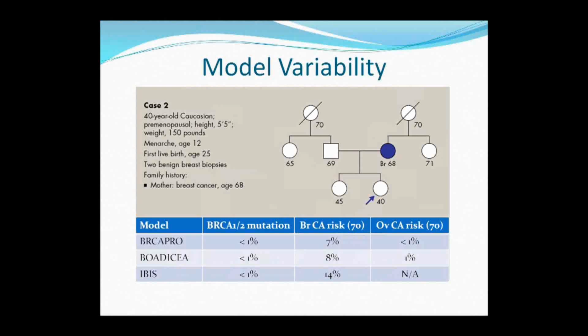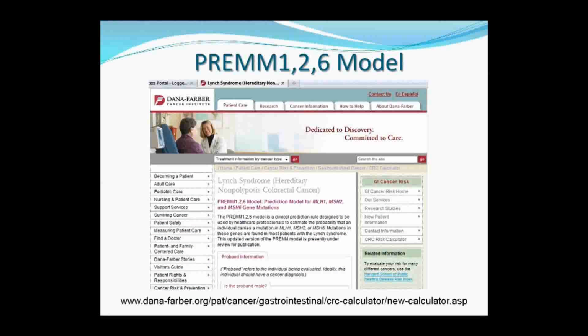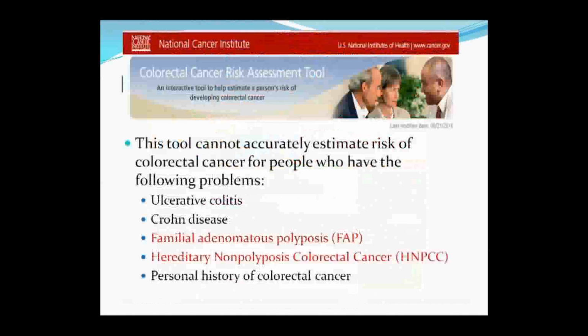Just to keep in mind, though, I focused primarily on breast and ovarian cancer risk models. There are multiple models out there for other hereditary cancer conditions, particularly Lynch syndrome or HNPCC, and this is one of the models. There are other colon cancer risk models out there too, one available through the NCI where the Gail model is also available. But again, what you see here, it's not appropriate in terms of identifying hereditary cancer syndrome.